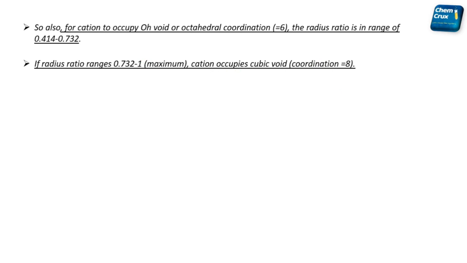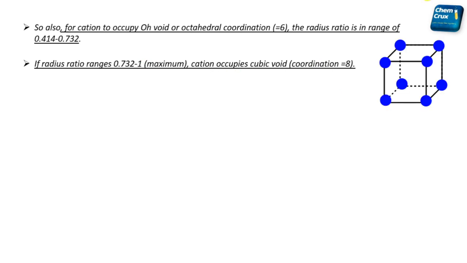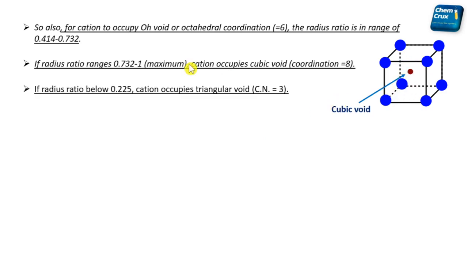So this is a simple cubic cell where 8 points are occupying the 8 corners. So at the center, a cubic void will be formed like this. And the coordination number of the cubic void is 8, since 8 spheres are forming the cubic void. Now if the radius ratio lies below 0.225, then the cation will occupy a triangular void whose coordination number is 3.